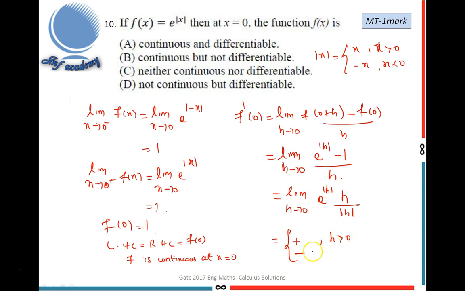For h less than 0, I got negative values. So the two-sided limit does not exist. That means these two limits are not equal. Left hand limit not equal to right hand limit. So f is not differentiable at x equal to 0. f is continuous but not differentiable. So the final answer is option A.